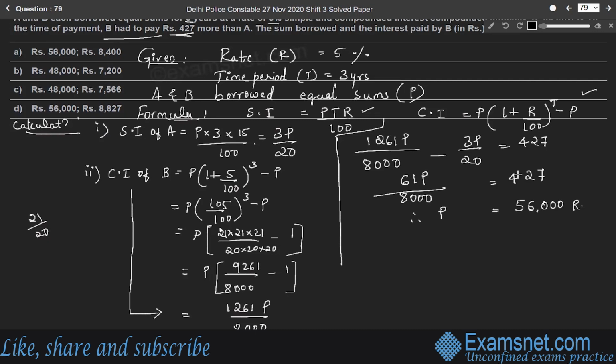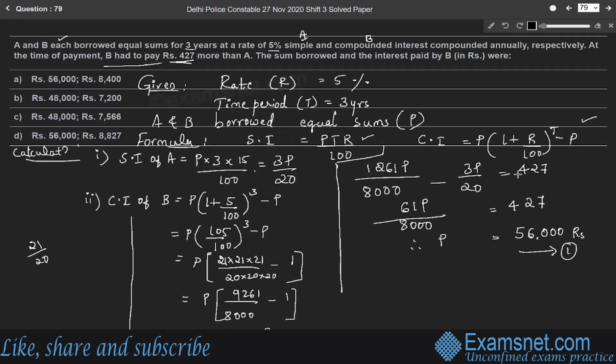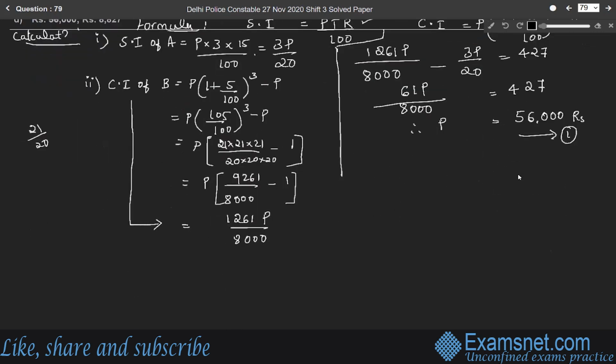So the principal amount paid by B is 56,000 rupees. So the first part of the question, the sum borrowed by B, is over. Now we have to calculate the interest paid by B. Interest paid by B is nothing but compound interest paid by B, right? It is equal to the principal amount, that is 56,000 into 1 plus 5 by 100 to the power of 3 minus 56,000.